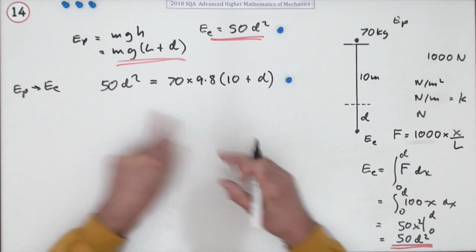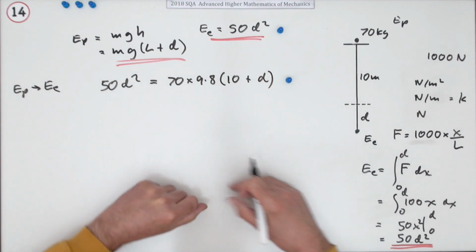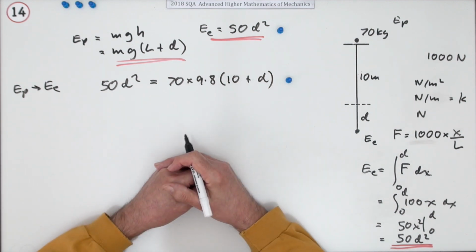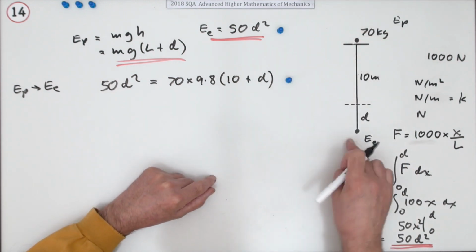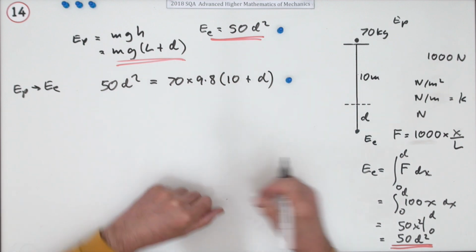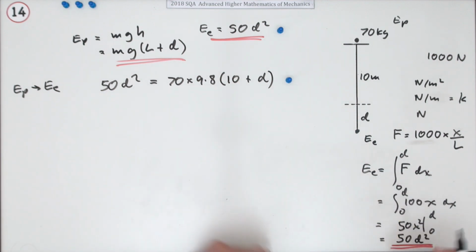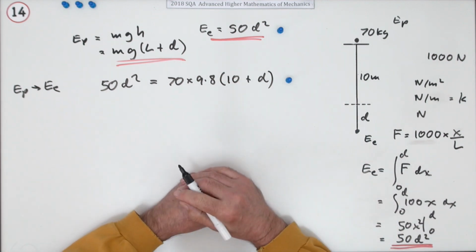Now what you've got is a quadratic equation to solve. So not an awful lot to this question if you do it this way. Energy at the start, energy at the finish. Potential energy, elastic energy. And if you remembered that a half kx squared, you'd have got that straight away.